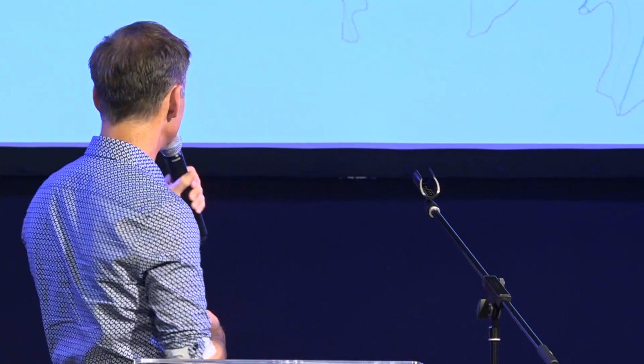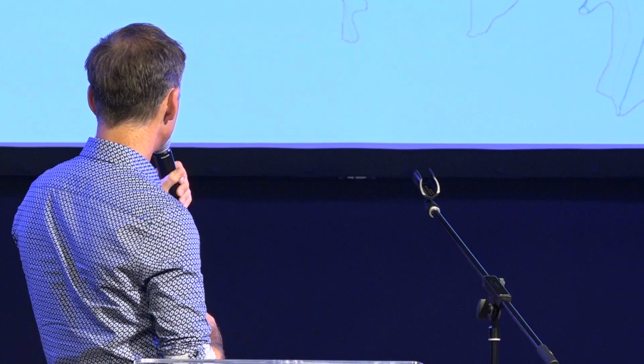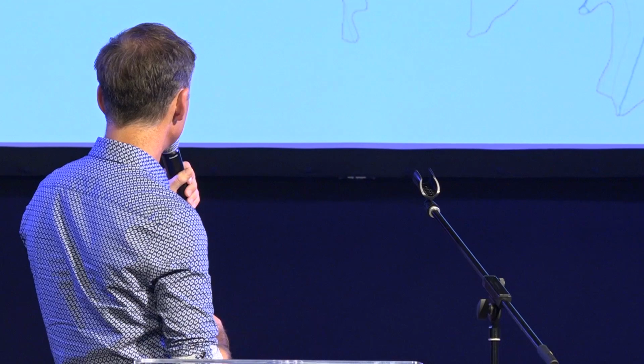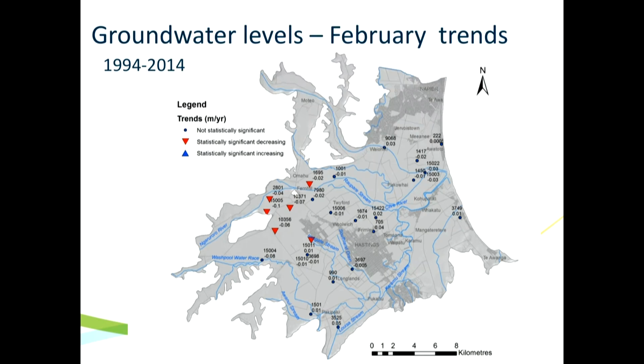If we look at the February trends, there's about 10 centimetres on average per year declining from that well near Roy's Hill, and about 7 centimetres from this well, 10371. It has been suggested that that could be due to increased abstraction in the area. However, there's another explanation I think is equally or perhaps more plausible. If we just go to the next slide.